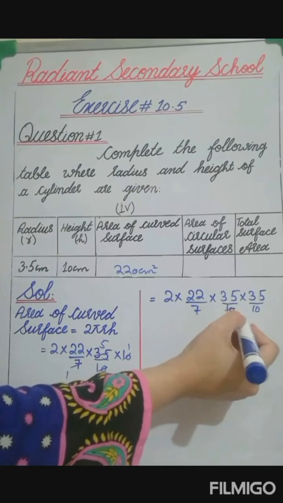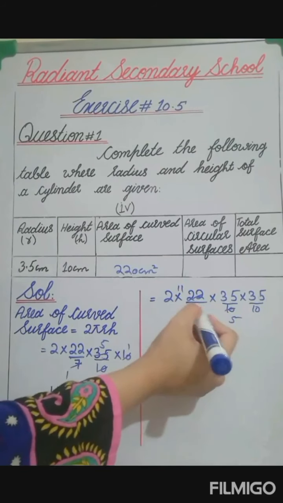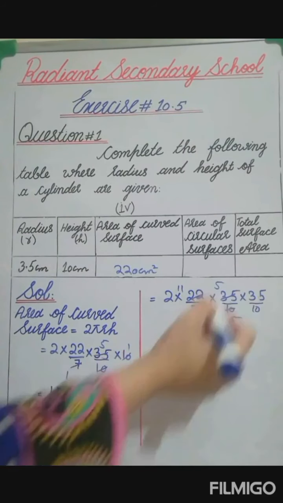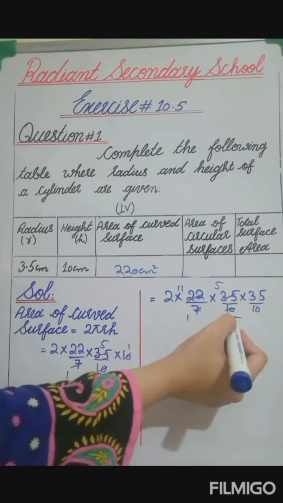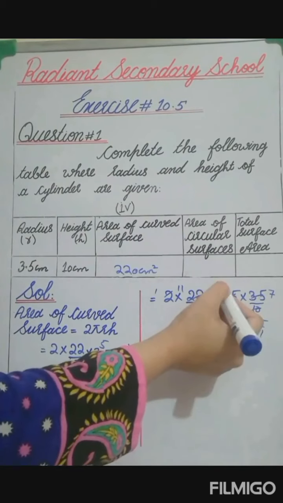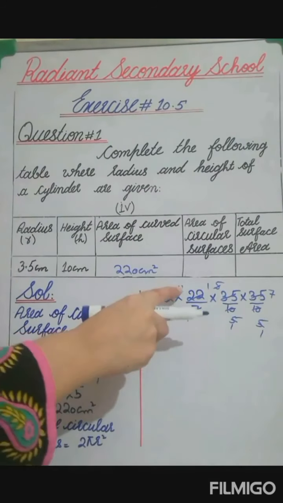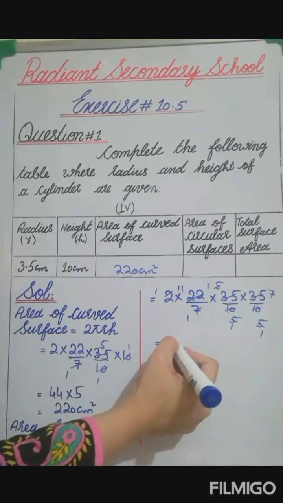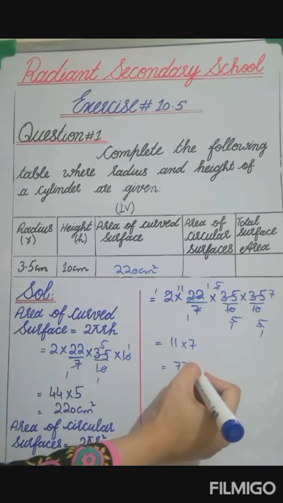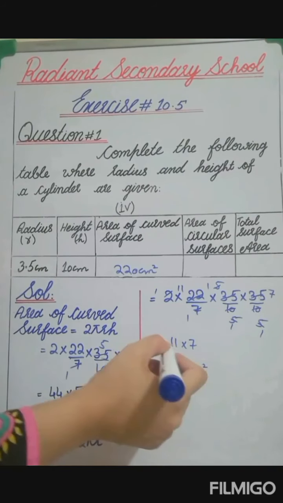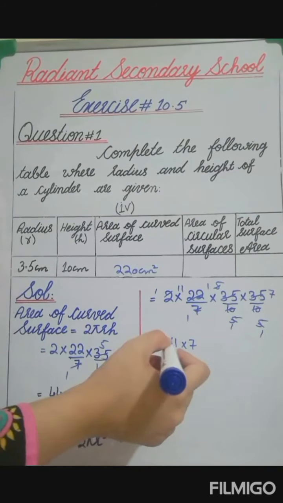2 5s are 10, 2 1s are 2, 2 1s are 2, 7 1s are 7, 7 5s are 35. Now again cutting is possible. Yes, 5 1s are 5, 5 7s are 35, 2 1s are 2, 2 5s are 10. Now again cutting is possible. Yes, 5 1s are 5, 5 1s are 5. Now we will multiply 11 into 7. Then we get the answer 77 centimeter square. So the area of circular surfaces is 77 centimeter square.